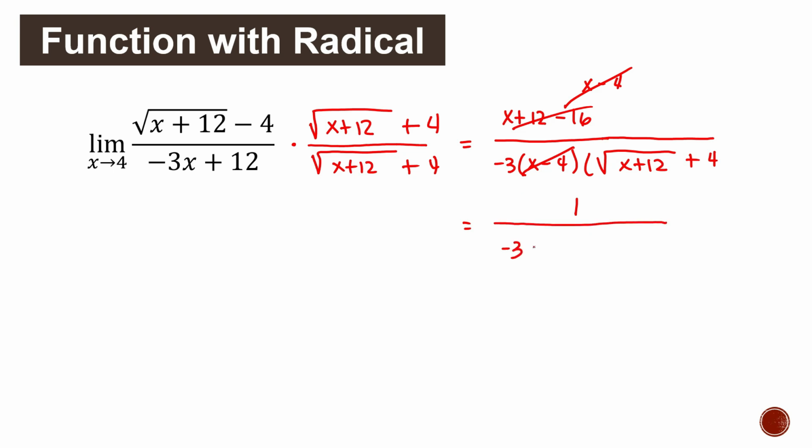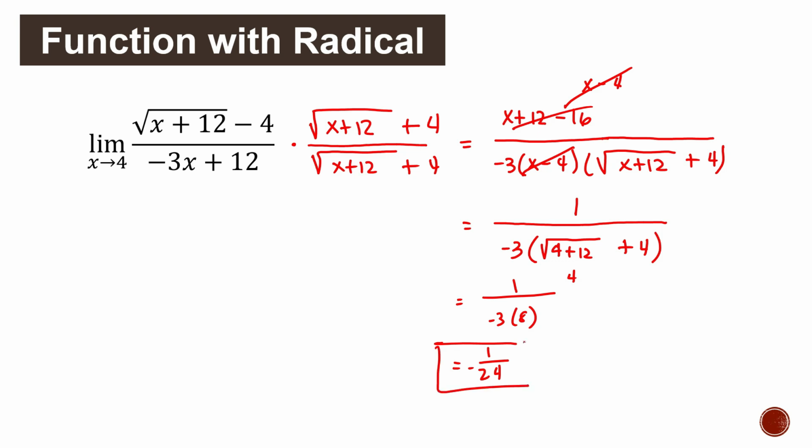This is going to be negative 3 times the square root of 4 plus 12 plus 4. There you go. So 1 over... Hold on. It should be like this. There you go. So 4 plus 12 is 16. Square root of that is 4. 4 plus 4 is 8. And then negative 3 times 8 is negative 24. So this is our answer. Alright, let's go to the next one.